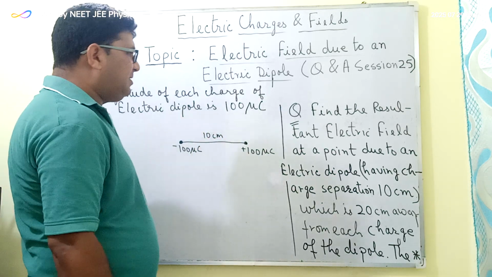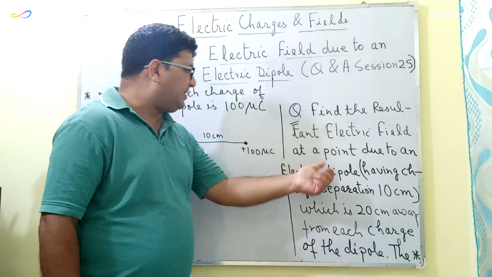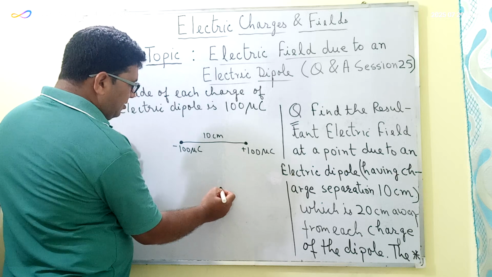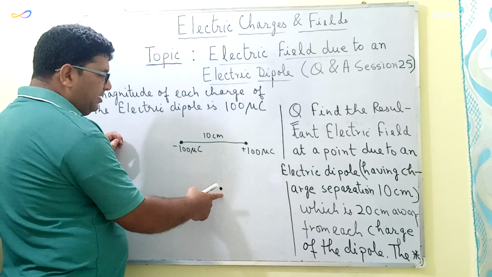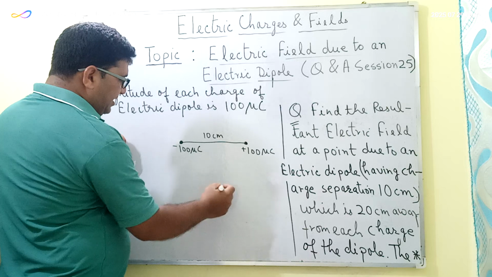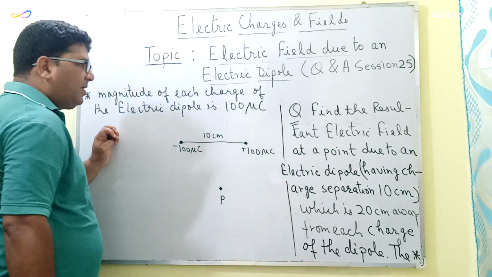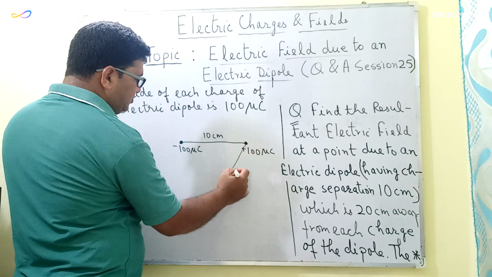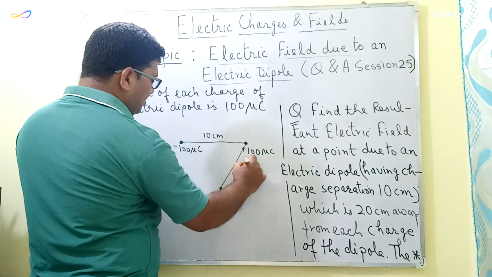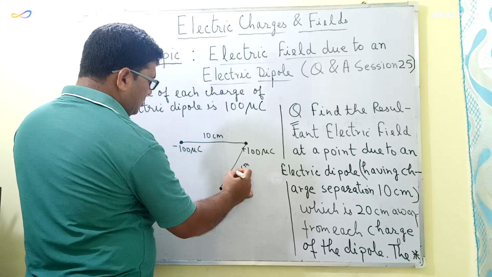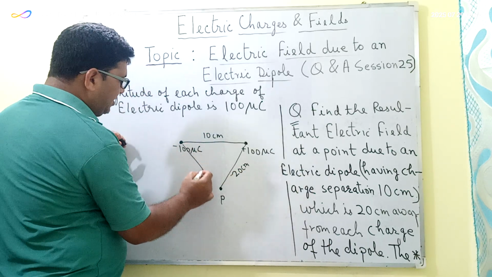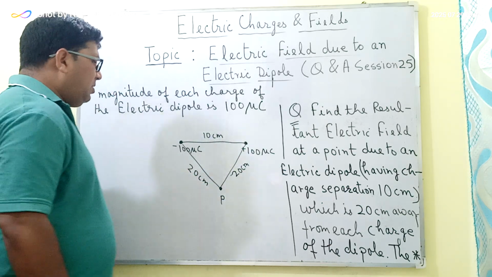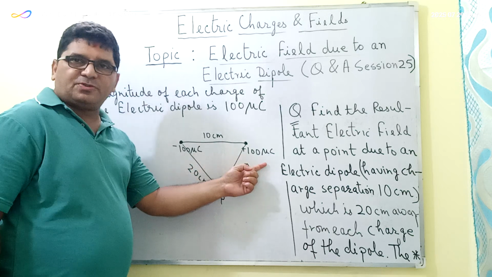Now we have to find the resultant electric field at a point which is 20 centimeter away from each charge. That point can either be here, or it can be somewhere here. So let us consider that this is the point P where I have to find the resultant electric field, which is 20 centimeter away from each charge. So this is 20 centimeter, and this distance will also be equal to 20 centimeter. This is a negative charge, this is a positive charge.